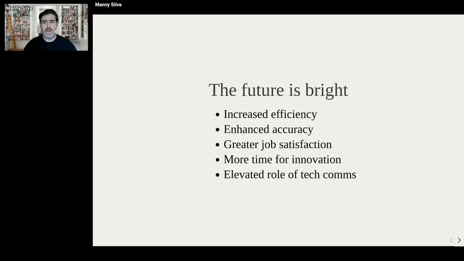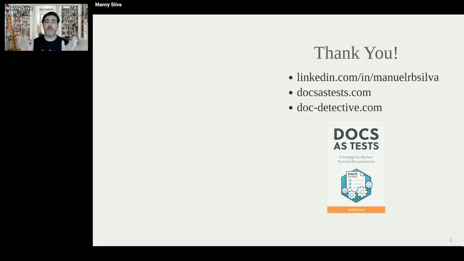So I see our future as incredibly bright. We're moving toward a world where the routine things are really automated, allowing us to focus on the strategy, the user experience, and real innovation. And our role as technical communicators, as content curators, is becoming more crucial and impactful than it ever was before.